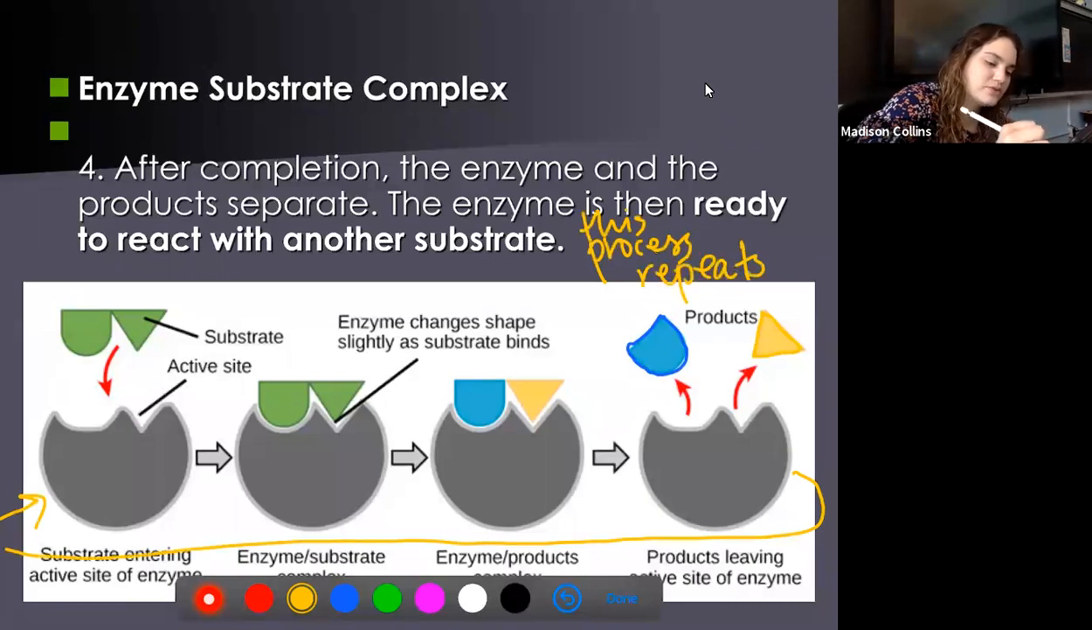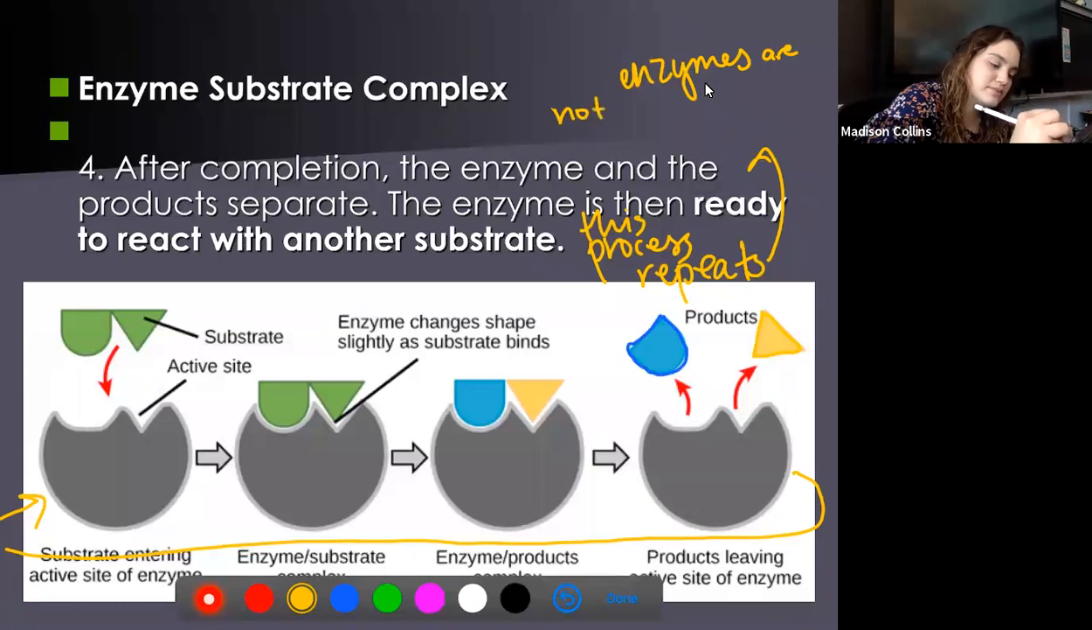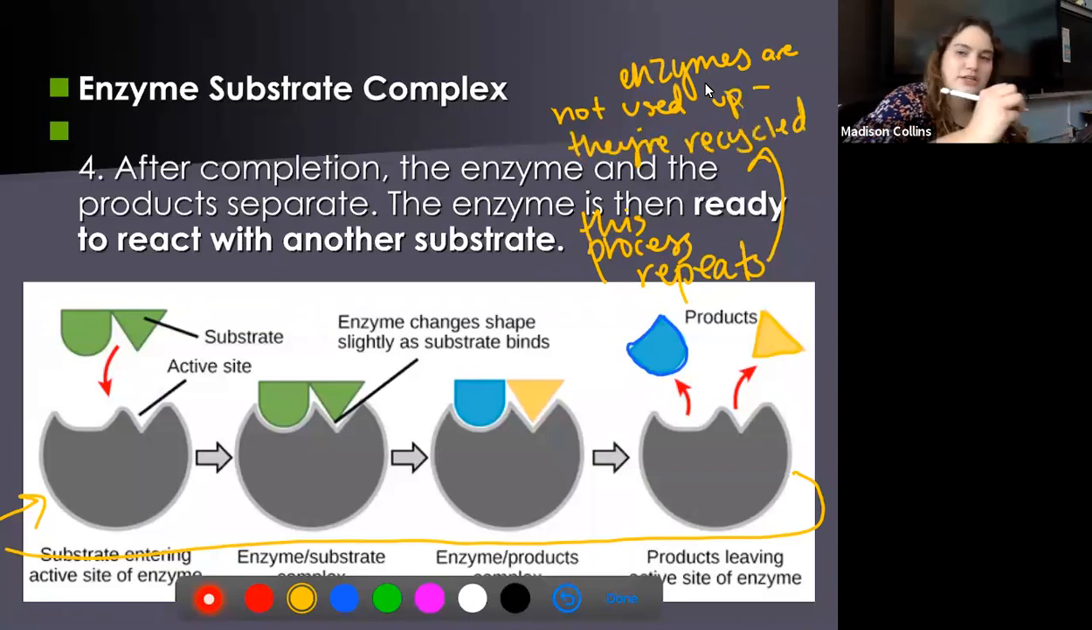And remember, it's able to repeat because the enzymes are never used up. So enzymes are not used up. They're actually recycled. So the enzymes are used over and over and over again to do the same thing. So they break a substrate, move on, break a substrate, move on. They're almost like little heartbreakers, right? Bouncing from one substrate to the next, okay? They're just there to break everyone's heart in half. All right.